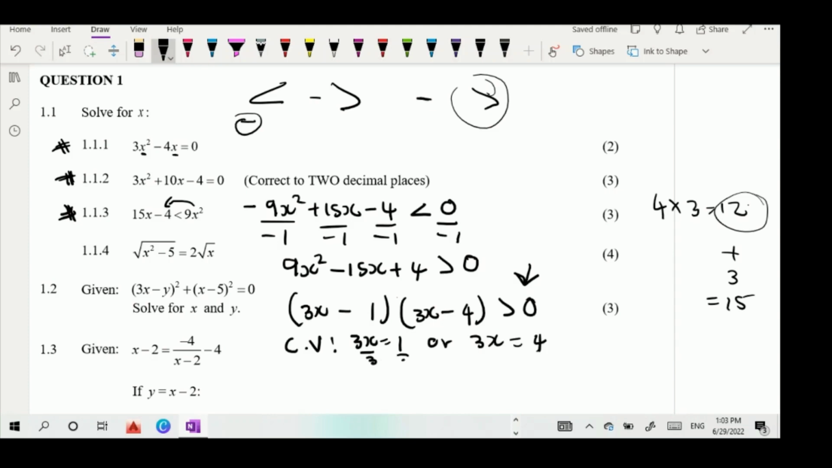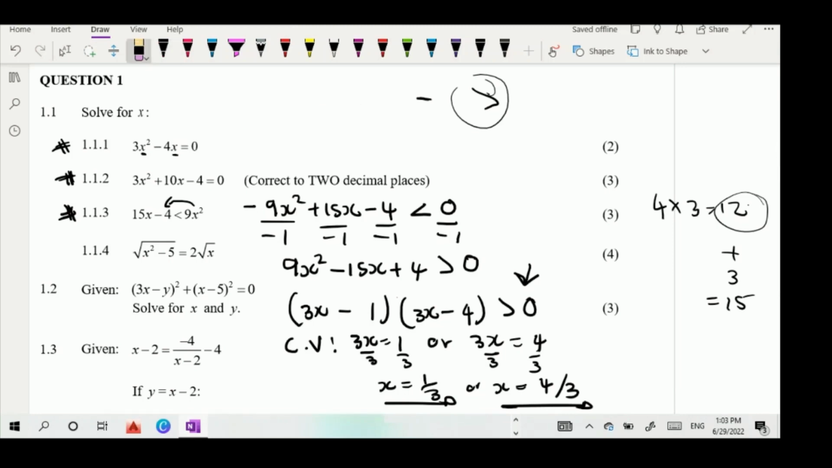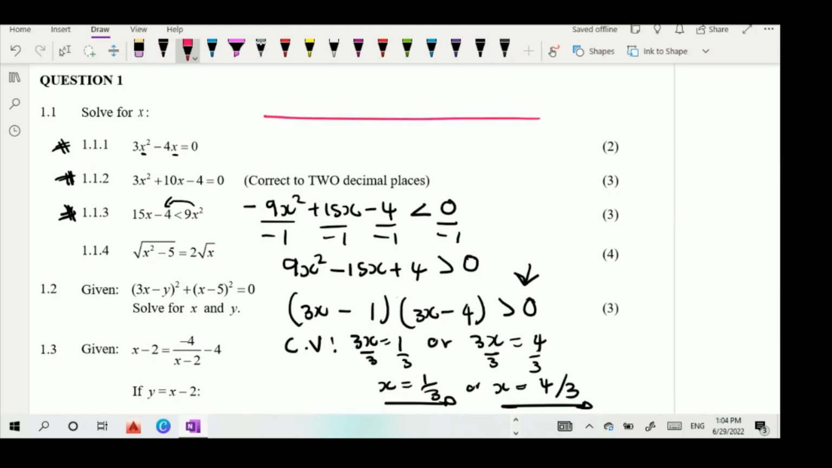Then you divide by 3 both sides. You have x is equal to 1 over 3 or x is equal to 4 over 3. So these are going to be your critical values for the problem. Now what you need to do is draw your number line. Let me draw my number line at the top where I'm going to write down my critical values. So we have x equal to 1 over 3 here, and then x equal to 4 over 3. So these are my critical values.